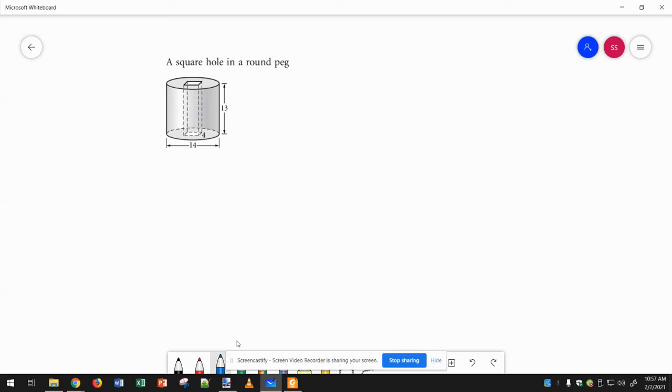So to find the total surface area, we need to first find the surface area of the cylinder, which is 2 pi r squared plus 2 pi r h. So the radius of the cylinder is 7. So that's going to give us 2 pi times 49. So 49 times 2 pi. Let's just write it out in terms of pi first. We get 98 pi plus 2 pi r h.